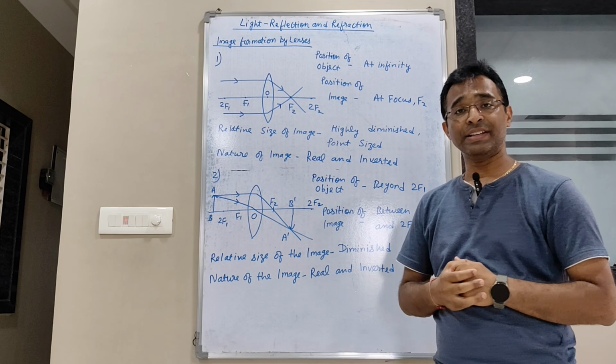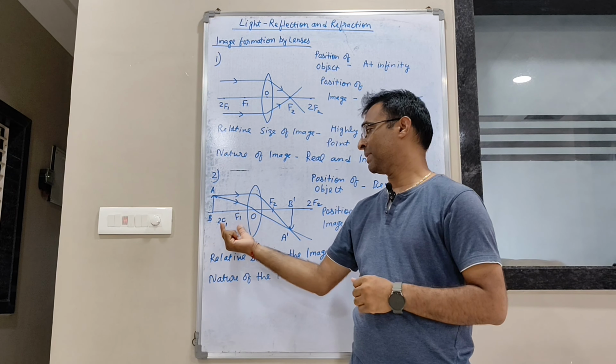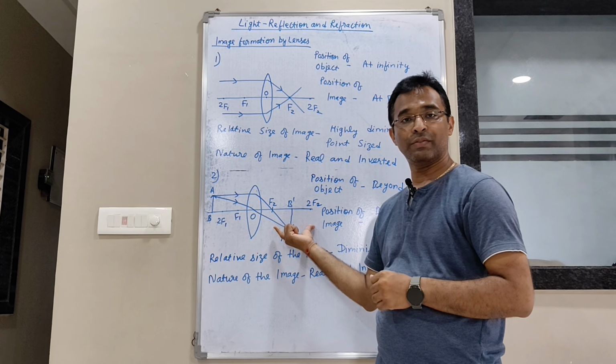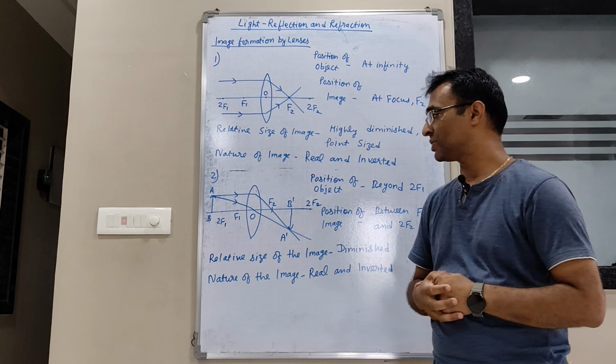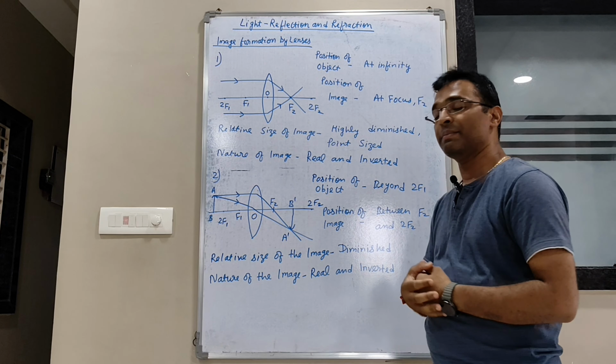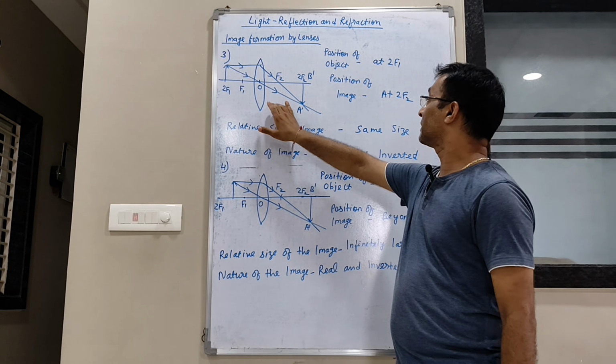Moving on to the second case, the object is placed beyond 2F1 and the image is formed between F2 and 2F2. The image formed is diminished, smaller in size as compared to the object, and the nature of the image is real and inverted.